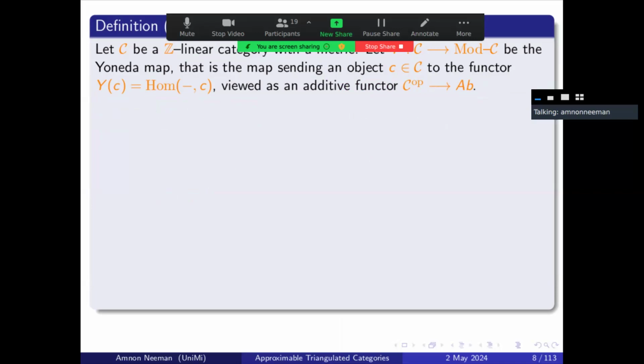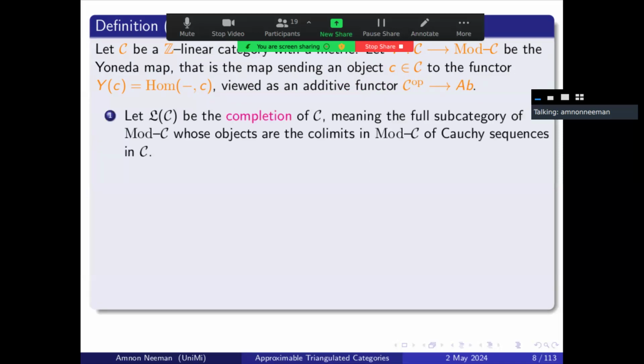The point is that every category admits a Yoneda embedding into a category of functors, and the category of functors is closed under colimits. The simple-minded idea, which is all we'll use in this lecture, is that the completion of the category C with respect to the metric is just the collection of all colimits in Mod C of Cauchy sequences in C.